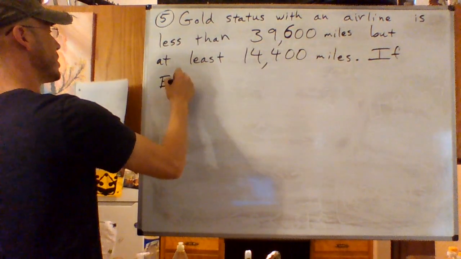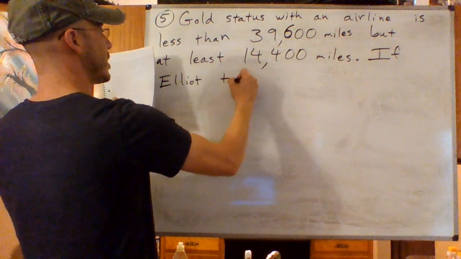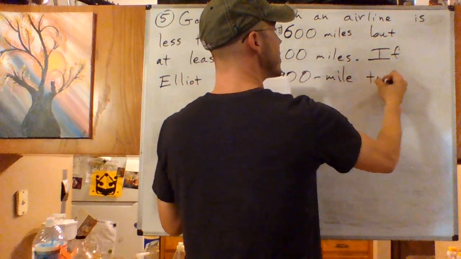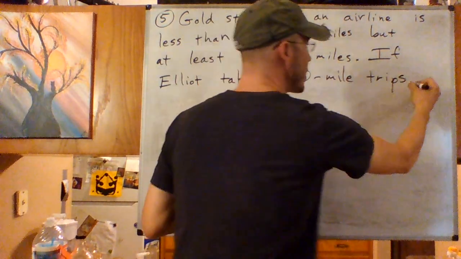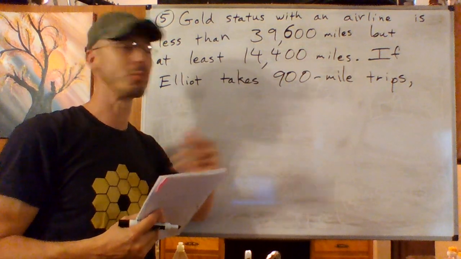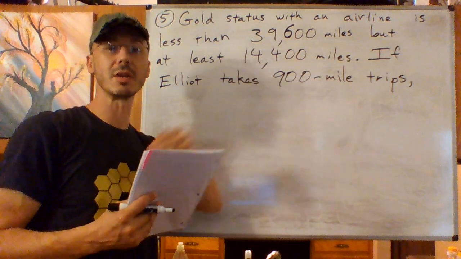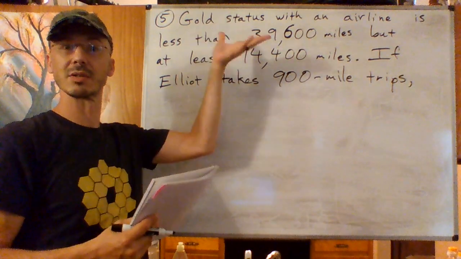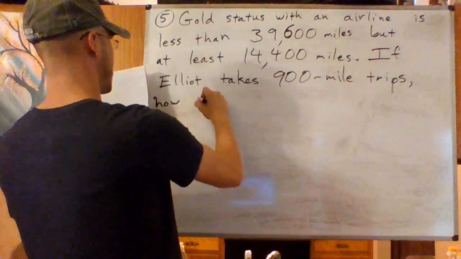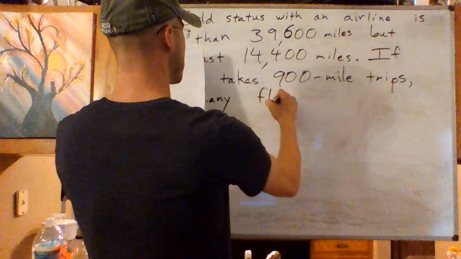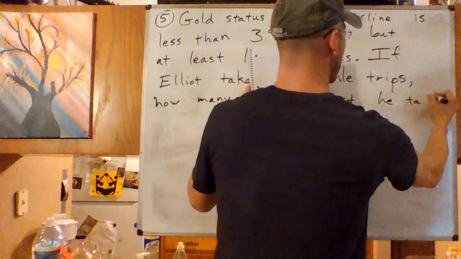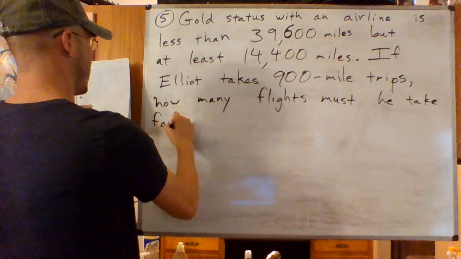If Elliot takes 900-mile trips. In the problem, as I read it, he was going to see his parents, so it's the same distance each time, round trip, 900 miles. Each time he goes there, he's getting 900 miles toward his gold status. How many flights must he take for gold status?